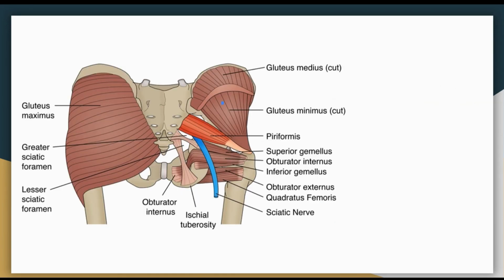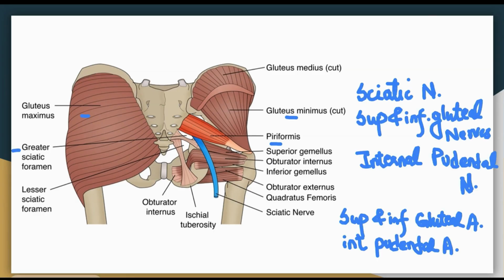As you can appreciate, here we have the gluteus maximus and gluteus minimus. This is the piriformis, and the structures passing superior and inferior to the piriformis are the constituents of the greater sciatic foramen. The structures which are part of the greater sciatic foramen are the sciatic nerve, superior and inferior gluteal nerves, and internal pudendal nerve. Among the vessels, we have the superior and inferior gluteal artery and vein and internal pudendal artery and vein.